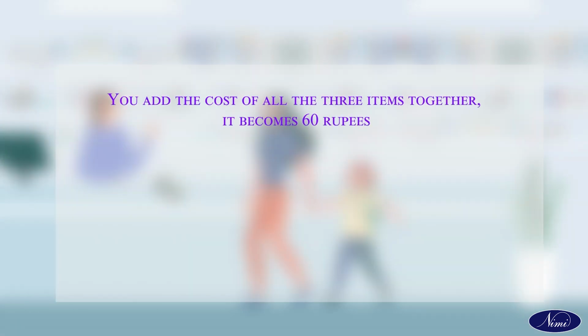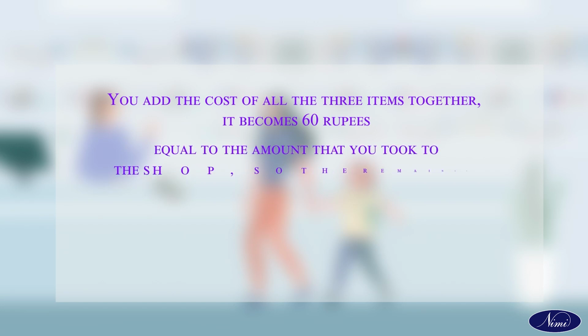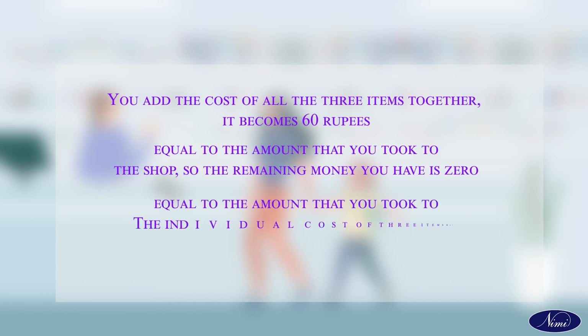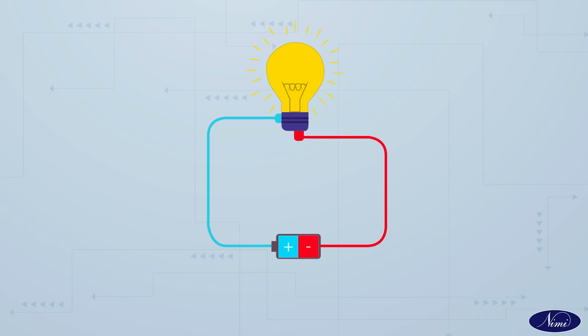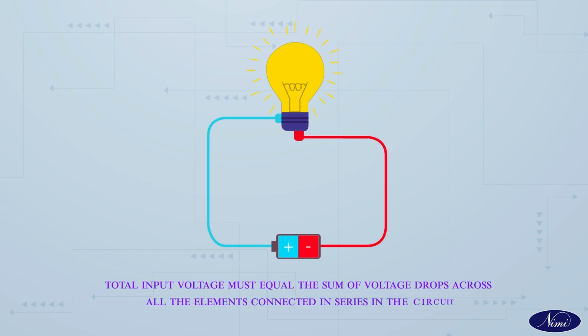Now when you add the cost of all the three items together, it becomes 60 rupees, which is equal to the amount that you took to the shop. So the remaining money you have is zero. The individual cost of three items may vary, but the total cost should be equal to 60, which is true. Likewise, in a closed series circuit, total input voltage must equal the sum of voltage drops across all the elements connected in series in the circuit.